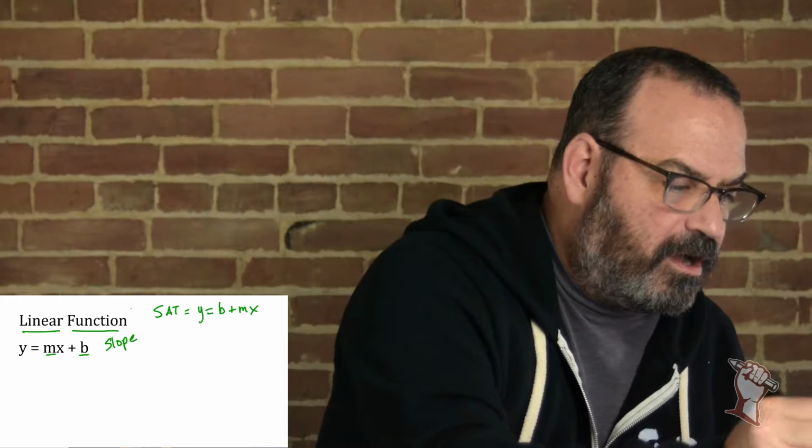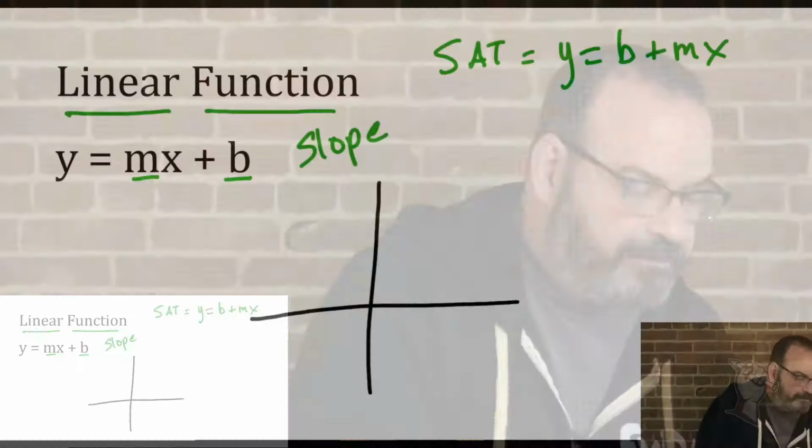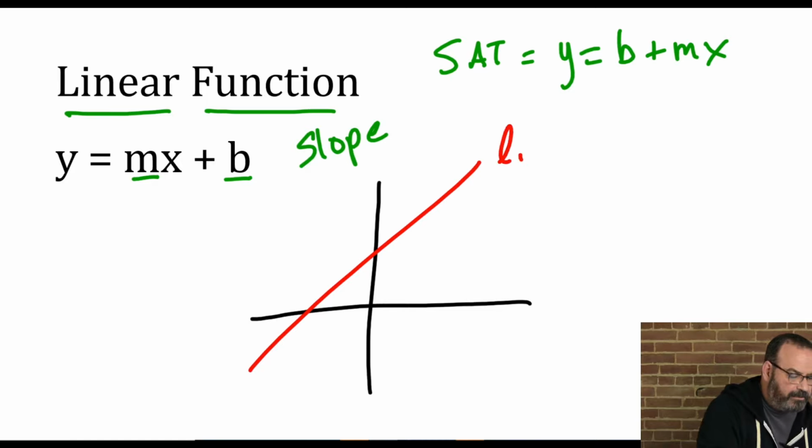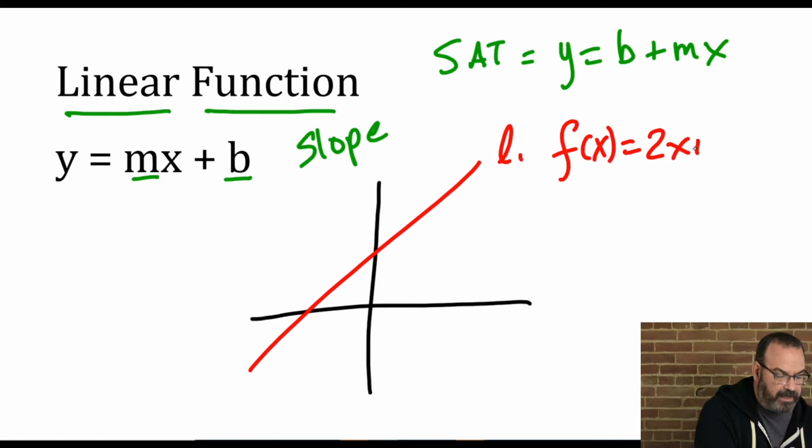So let's just draw a coordinate plane and draw a line through it. And so here is line 1. Line 1 has the equation that the function of x is equal to 2x plus 5. The slope here is 2. That's rise over run. And the intercept is positive 5.